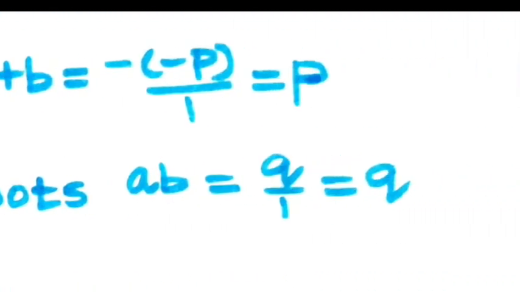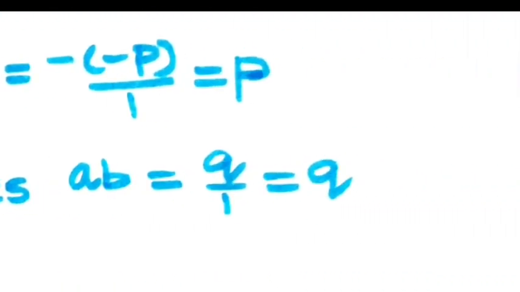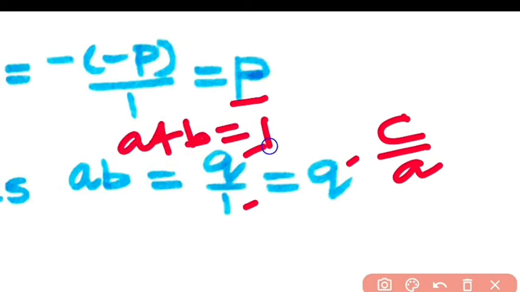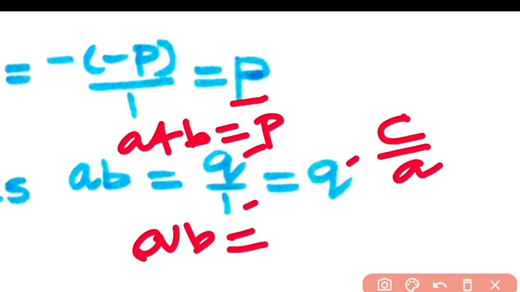Next, the product of the roots formula, a into b. The a into b formula is c by a. Here the c value is q and the a value is 1. So q by 1 is q. So the a plus b value is p, and the a into b value is q.